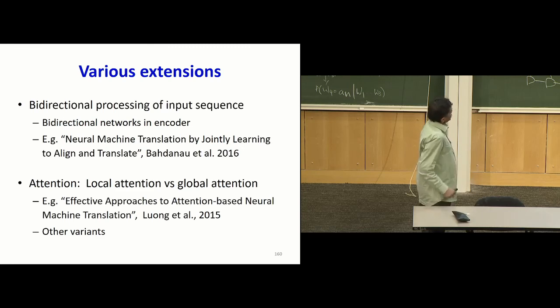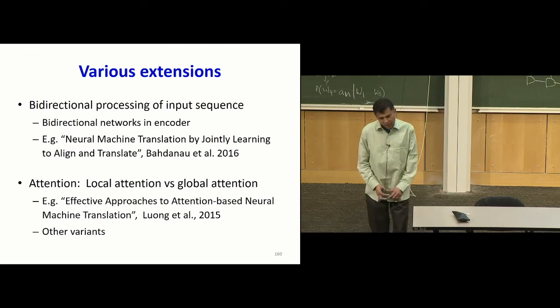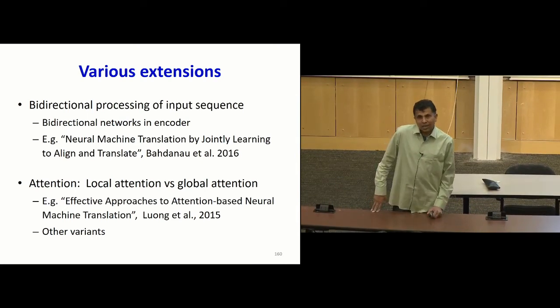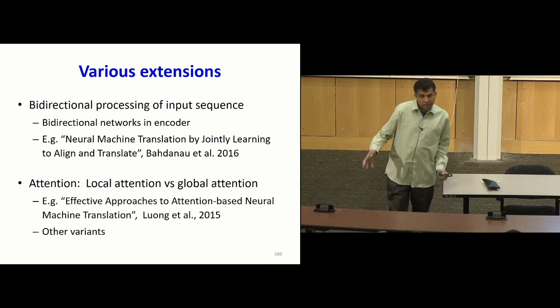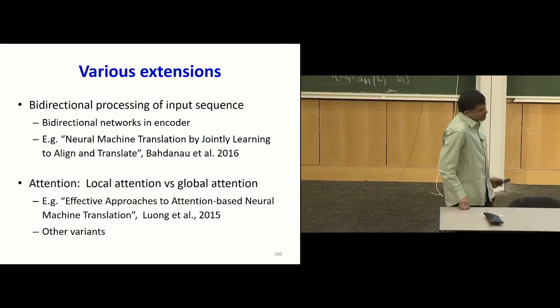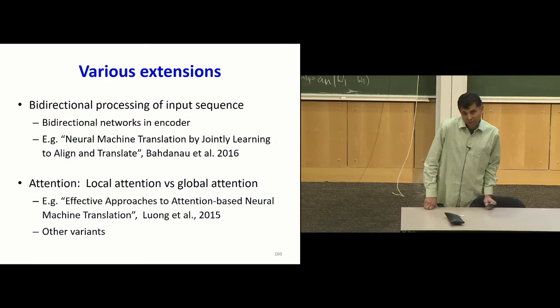There are various extensions to this basic model. Now, in the model that I showed, the encoder processes the input left to right. But because the processing of the encoder is independent of the processing by the decoder, and because the encoding is performed first before you begin decoding, in fact the input can be processed bidirectionally.